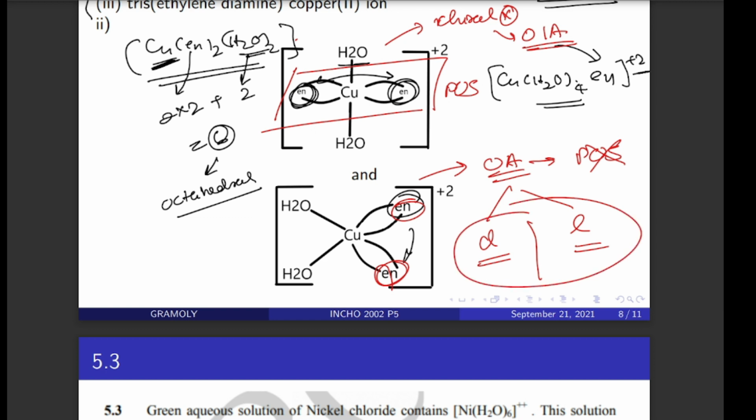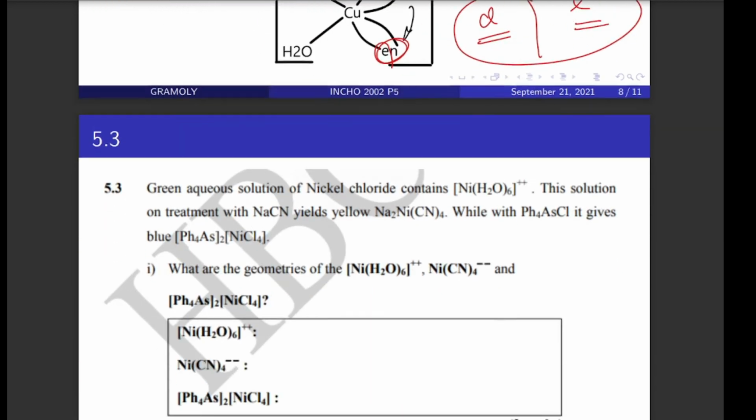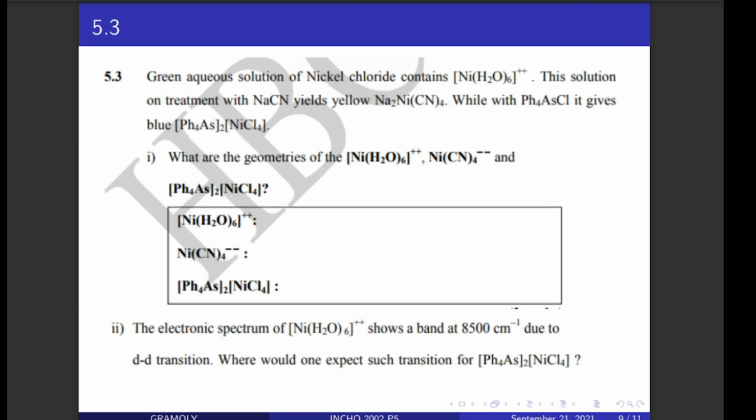Let's proceed to 5.3, the last part of the question. Just mark the colors, because this will be important in solving the question later. There was a green aqueous solution of nickel chloride, which contains the hexa-aqua complex of nickel. This complex, on treatment with the reagent NaCN, yields a compound which is yellow in color, while when reacted with another reagent, it produces a blue compound.